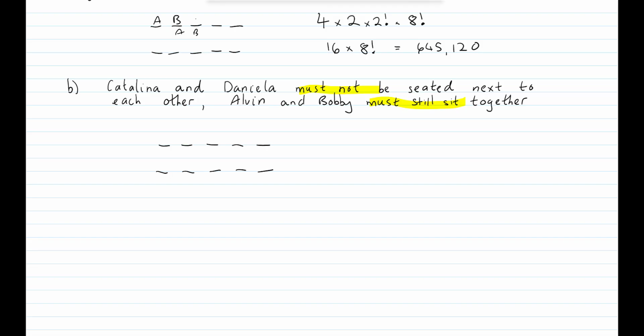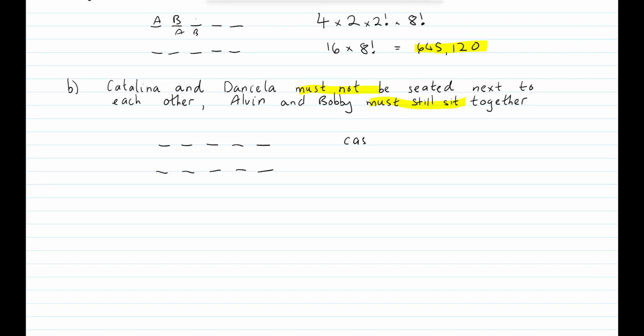So the first method will be from part A. We found all the ways they can sit together if Alvin and Bobby must be seated together. And then we can count the ways C and D can be together and subtract that from the total number of ways the 10 children can be arranged, and that'll leave us with the ways that they are not together. Okay, so for this one, if Alvin and Bobby must sit together, we've got two cases to consider.